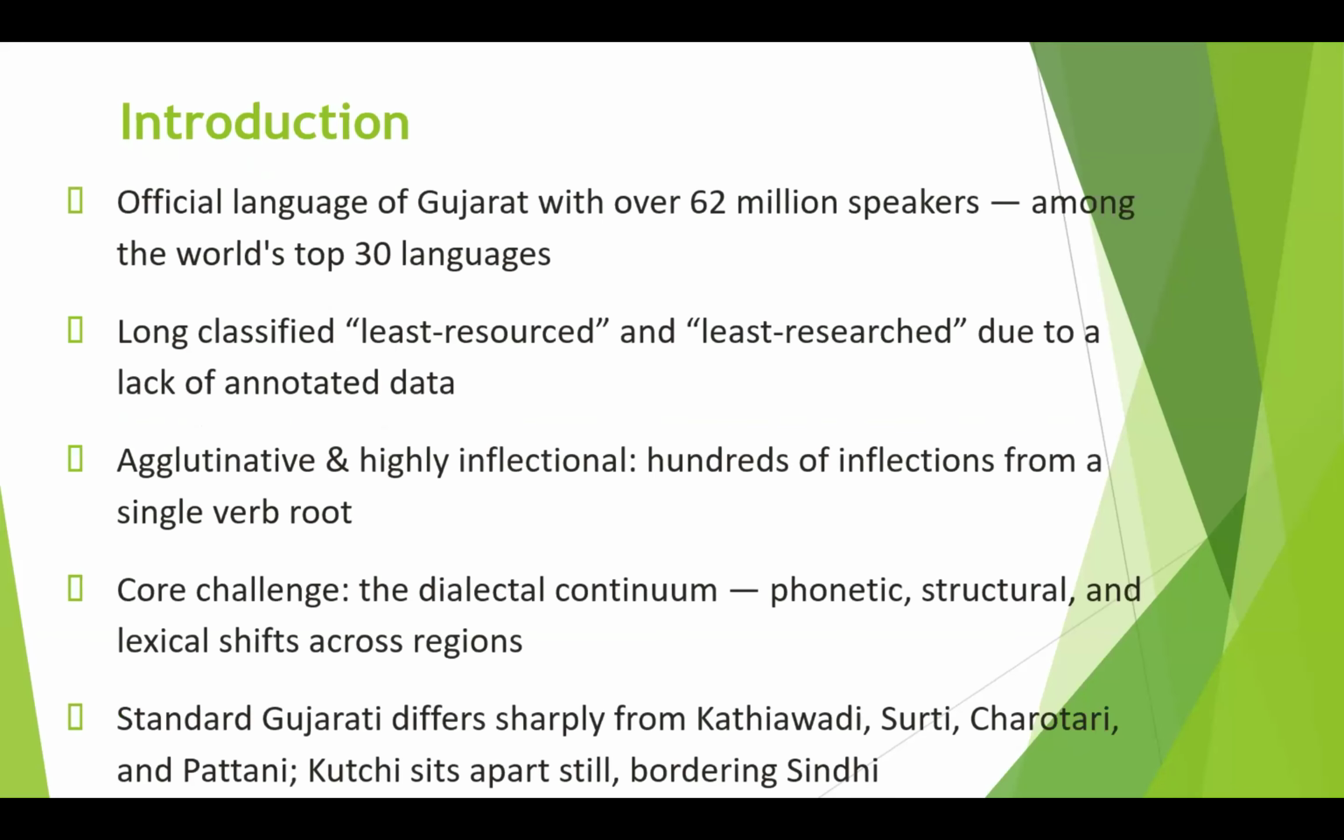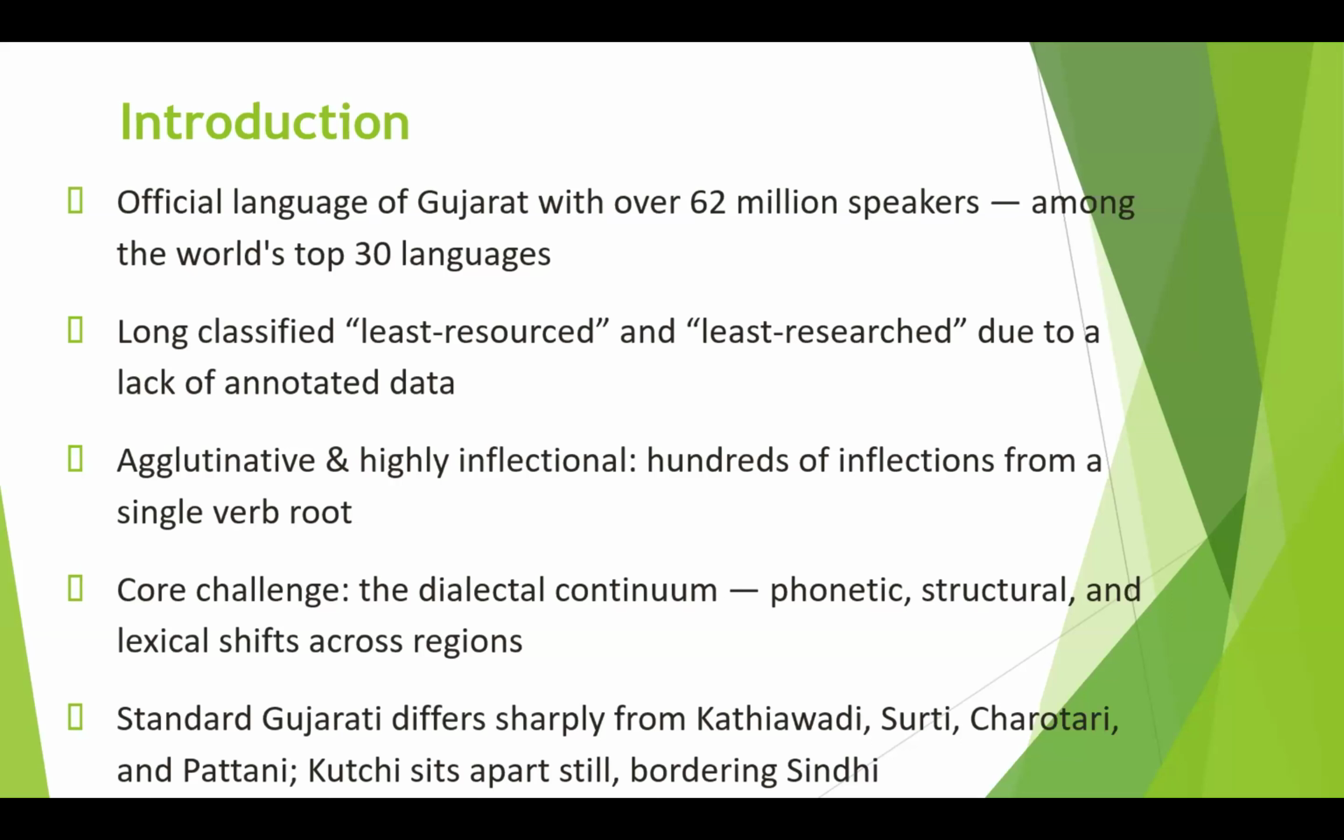Gujarati is the official language of the Indian state of Gujarat, spoken by over 62 million people, placing it among the world's top 30 languages by speaker count. Despite that scale, Gujarati has long been classified as least resourced and least researched in NLP, primarily due to a shortage of annotated data. Part of the difficulty is linguistic. Gujarati is agglutinative and highly inflectional. A single verb root can produce hundreds of surface forms through suffixation alone.